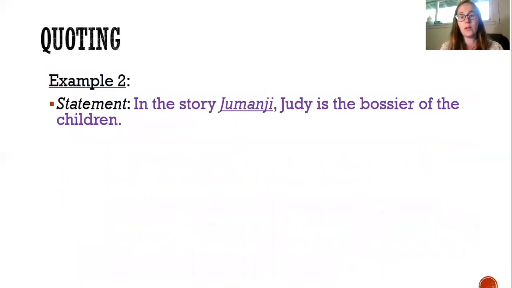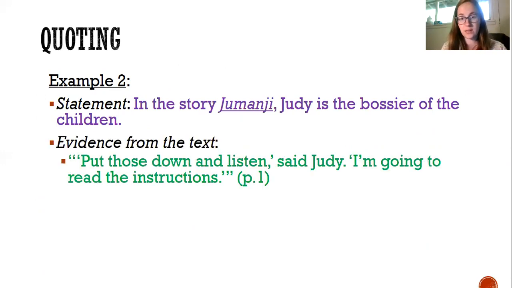Here's another example. This one is from the story you read this week, Jumanji. So I'm making this inference. Remember, we talked about inferring. I'm inferring that Judy is bossy. The story didn't tell me that, but I looked at it and saw some evidence of that. So I'm saying in the story Jumanji, the name of the story is underlined, Judy is the bossiest of the children. And here's my evidence.